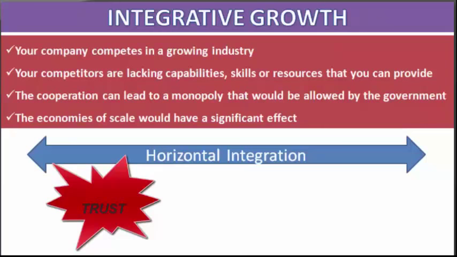Horizontal integration can prove to be a successful strategy when your company competes in a growing industry, your competitors are lacking capabilities, skills or resources that you can provide, and the corporation can lead to a monopoly that would be allowed by the government policies. The economies of scale, also known as EOS, generally would have a significant effect, that is there would be a proportionate saving in cost gained by an increased level of production.